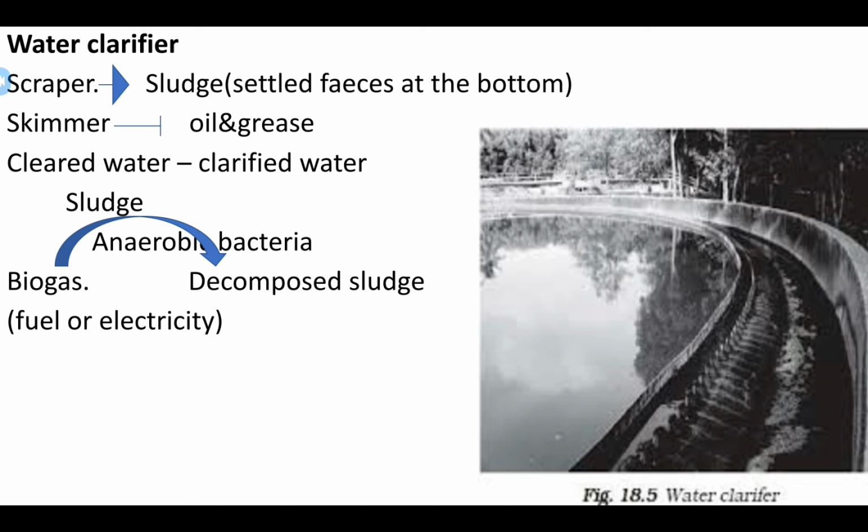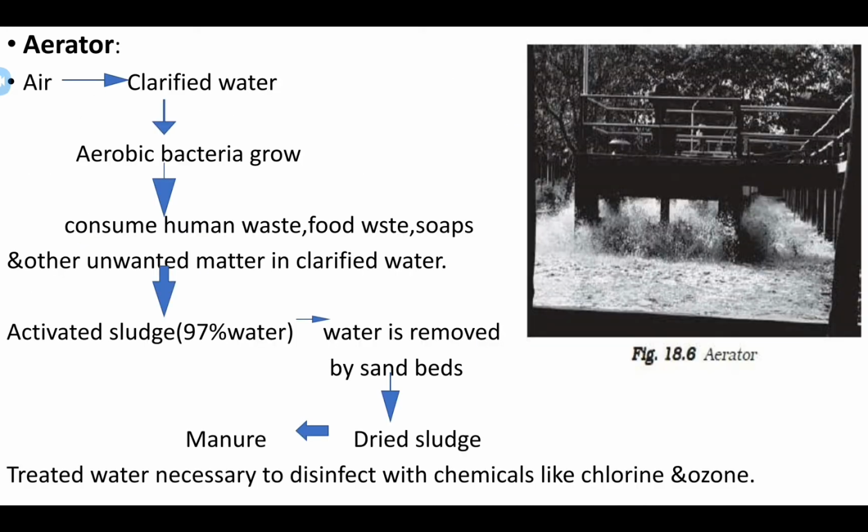Then from the third chamber, the clarified water enters the last chamber, the aerator. In that only we have the definition. Aerator means here the air is pumped into the clarified water. Why do we need to pump air? Because this air mainly increases the growth of aerobic bacteria.